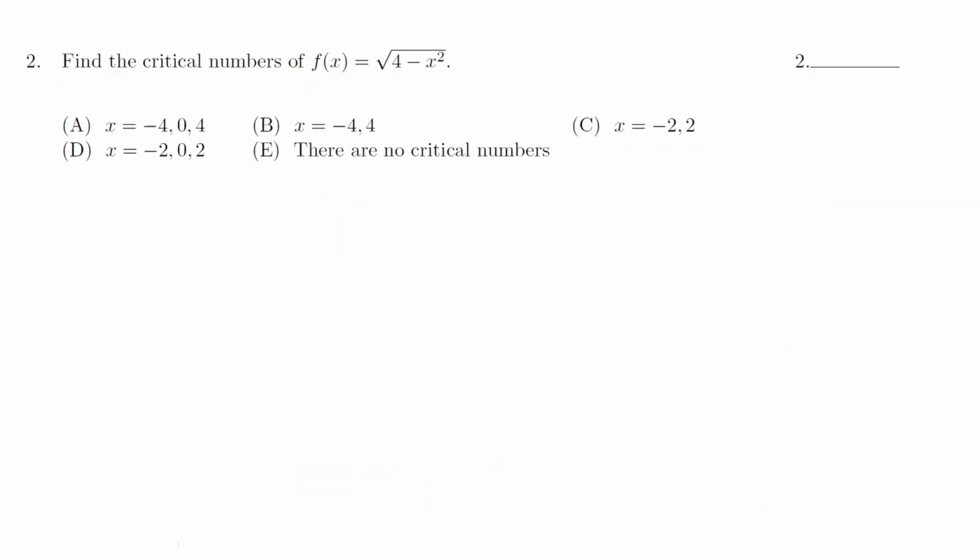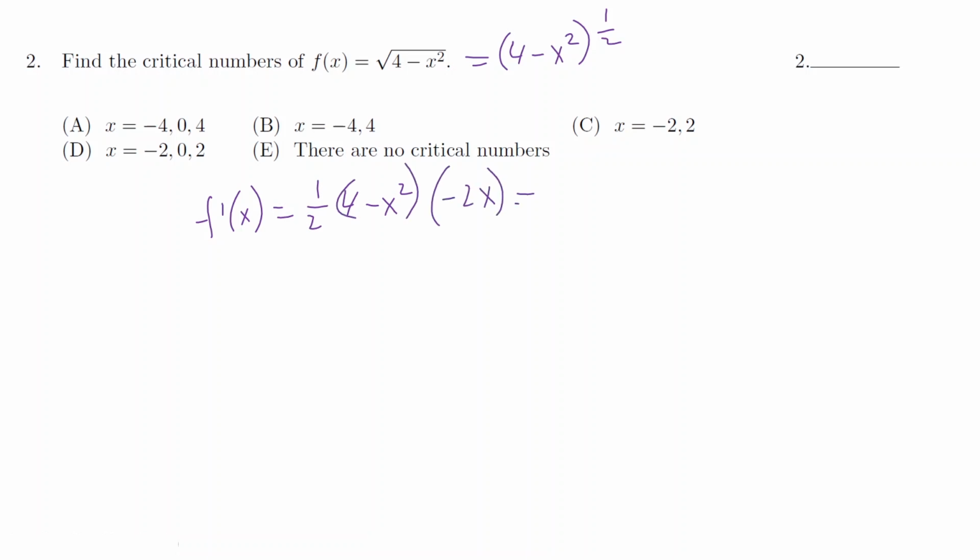Next. Find the critical numbers. Critical numbers of a function exist when the first derivative is equal to 0 or does not exist. So before I start, let me rewrite this as 4 minus x squared to the power of 1/2, after which we'll proceed. So f prime of x equals 1/2 times 4 minus x squared, and lots of people forget, times the derivative of the inside. So now this is equal to 1/2, this obviously to the power of negative 1/2. So times 1 over square root of 4 minus x squared times minus 2x over 1. We can cancel this. So that's equal to negative x over square root of 4 minus x squared.